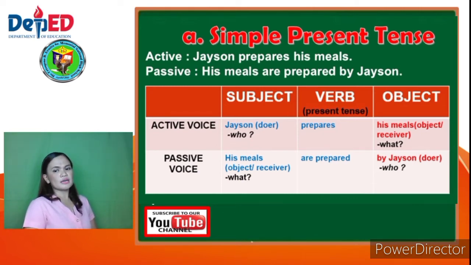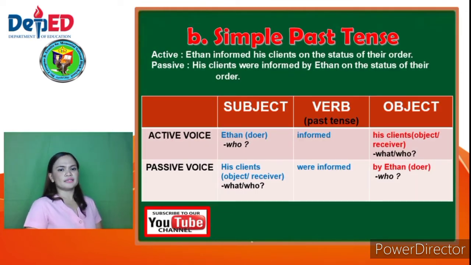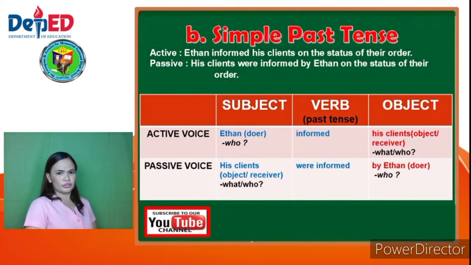In passive voice, the subject of the sentence becomes his meals, which is now in plural form. The be verb are is used together with the base form of the verb prepare, so that it agrees with the subject his meals, which is in plural form. Simple past tense. Active. Ethan informed his clients on the status of their order. Passive. His clients were informed by Ethan on the status of their order.